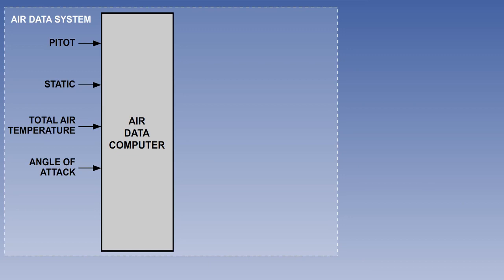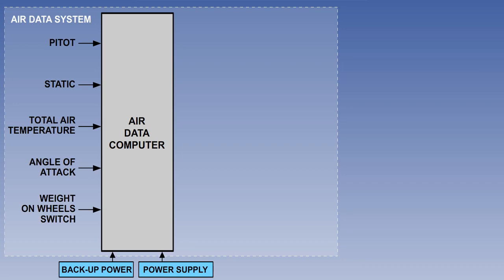Here you see a typical fully integrated system with our usual inputs of pitot, static, total air temperature, and alpha. Another input is a detector to show whether there is any weight on the wheels. We will explain its purpose shortly. The inputs are completed with the addition of a power supply and a source of backup power. All of the air data computer outputs are passed to the flight data recorder.